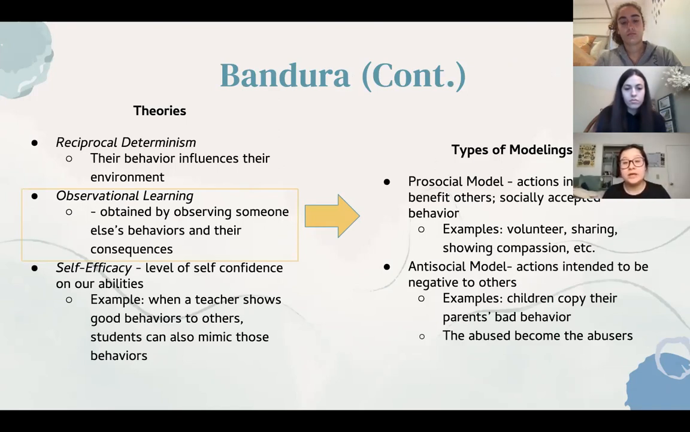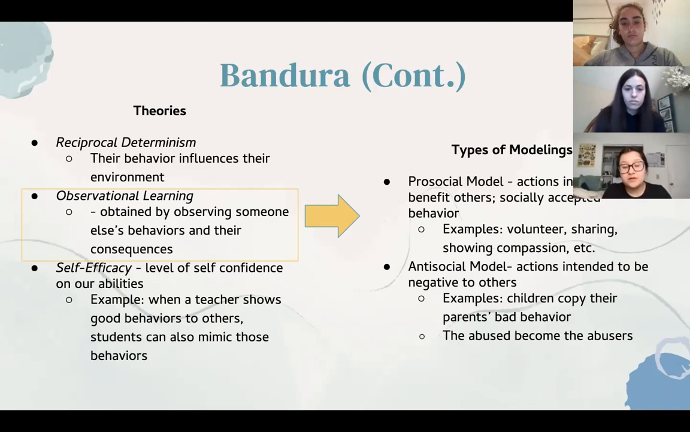within each other. And then for observational learning, it just means that it is obtained by observing someone else's behaviors and their consequence. Again, kind of emphasizing that there's a consequence to everything you do. And self-efficacy is the level of self-confidence in our abilities. So within this, there are 4 main levels. The first one being mastery experiences, vicarious experiences, social persuasion, and emotional states.